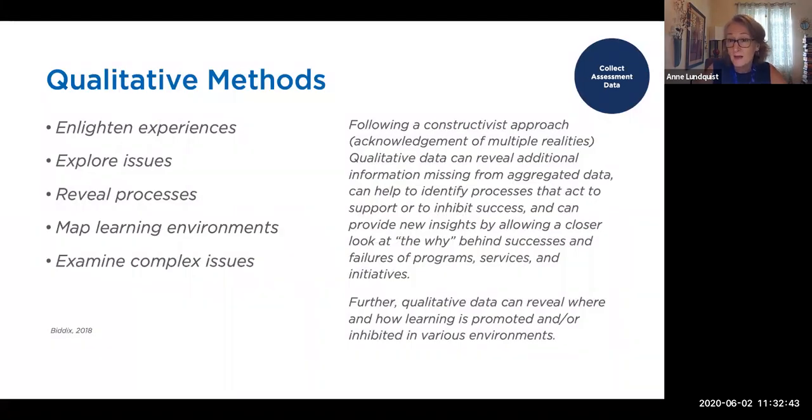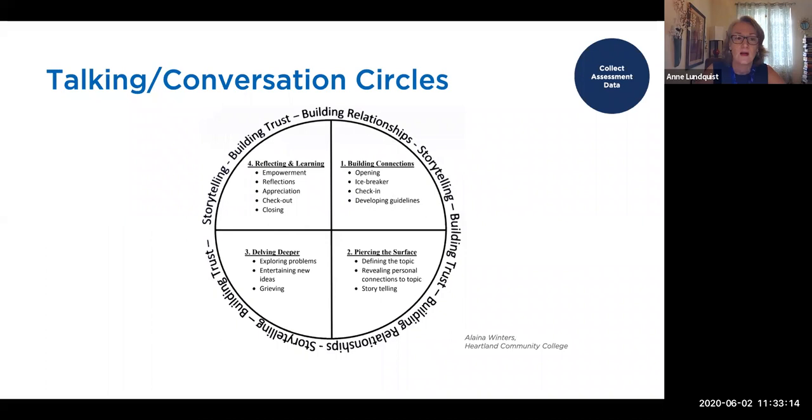So one way is to reprioritize the use of qualitative data. As our colleague Patrick Biddix from Tennessee mentions, this can help us enlighten experiences of students, explore issues that we don't have any real understanding of, and reveal processes that we were even unaware were an issue or a problem. It can map the learning environment for students and examine very complex issues that quantitative data just can't do. It's also constructivist in its approach, so it's this co-creating of reality.